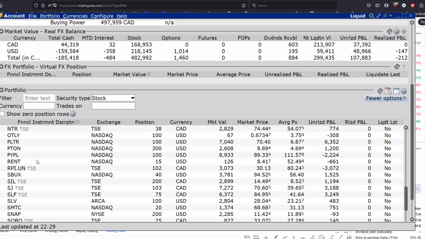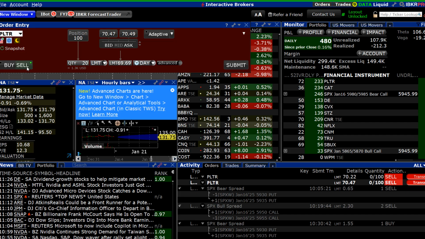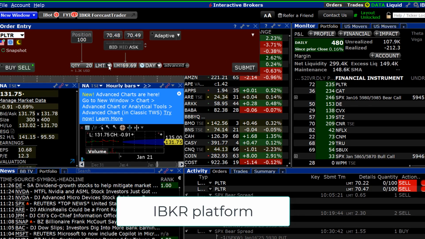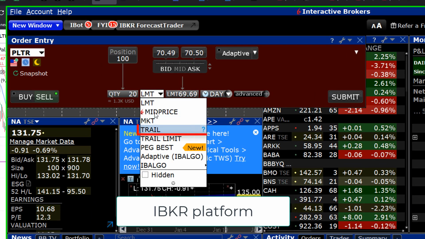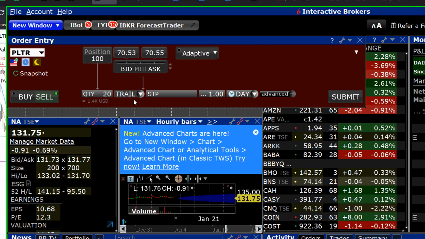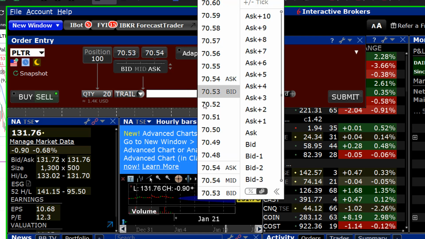Okay, so I'm going to put in an order to sell maybe 20 shares of my PLTR. Here is the order entry form. Now, instead of a limit order or a market order, I'm going to choose a trail. Okay, so this is going to be a trailing stop order. And these two inputs here are the ones I just talked about. So first we have the stop price, the initial stop at which I want this to trigger.